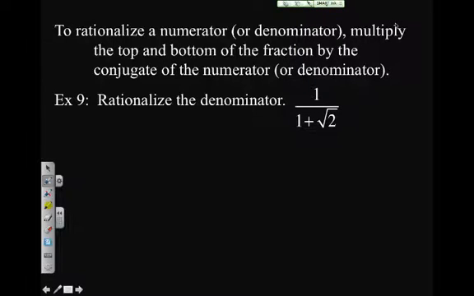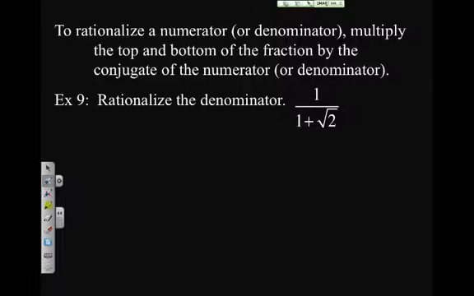Our last topic here is rationalizing. When we want to rationalize a numerator or a denominator, it doesn't matter which one, we multiply the top and the bottom of the fraction by the conjugate of what we're trying to rationalize, either the numerator or the denominator.